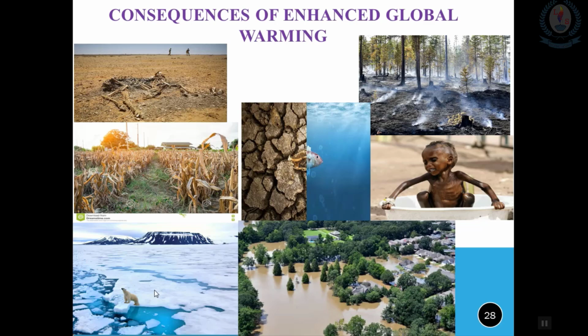Sea temperature levels will rise. There will be destruction of forest habitats and interruptions of ocean current systems. Disruption of agricultural production levels can occur. So find out more about the consequences of enhanced global warming.